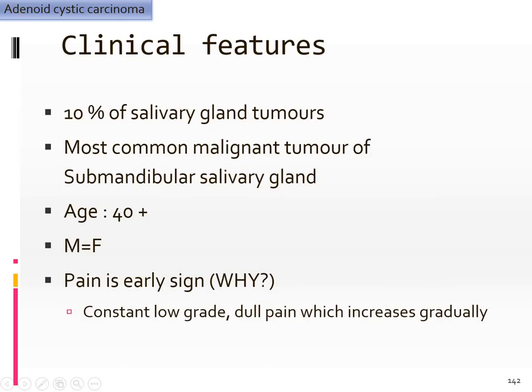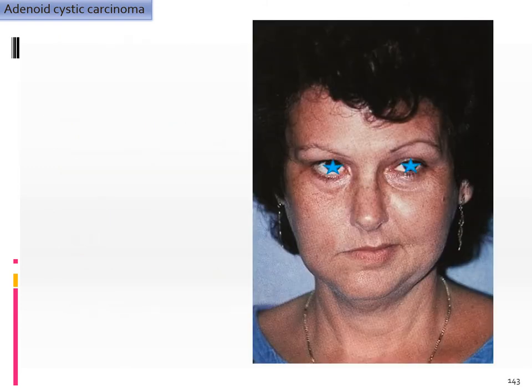The clinical features include pain at an early time, because adenoid cystic carcinoma is notorious for showing invasion into the nerves. It constitutes only 10% of the salivary gland tumors and is the most common salivary gland tumor of the submandibular salivary gland. It occurs after 40 years of age and there's no specific gender predilection.